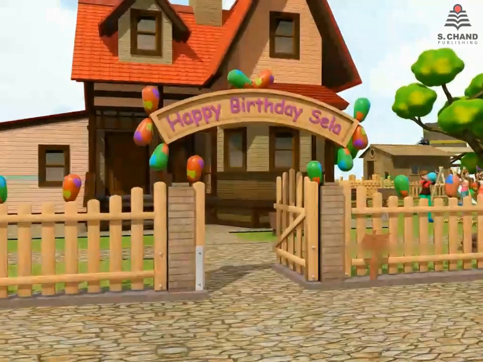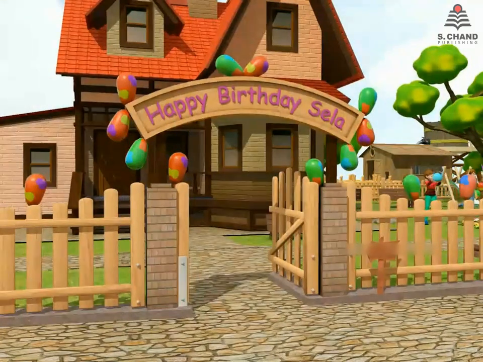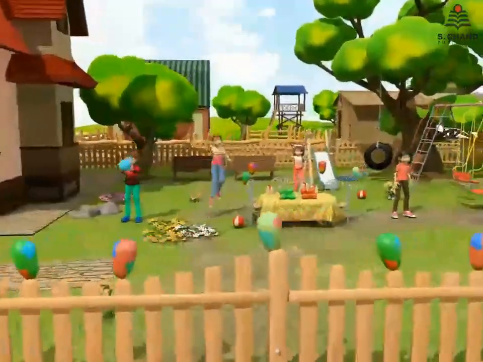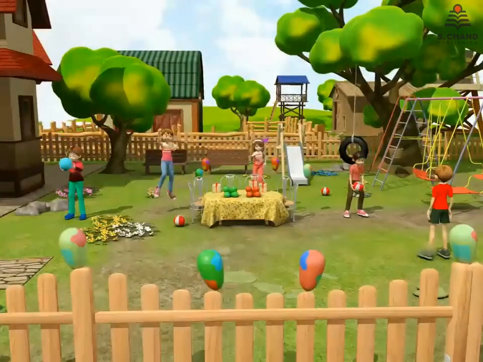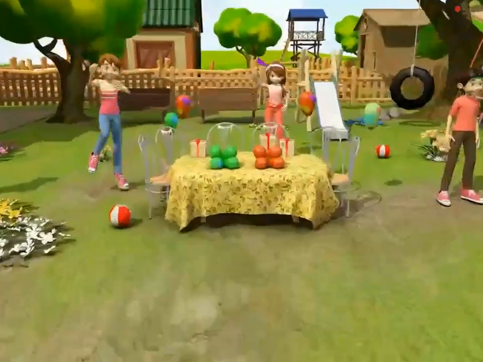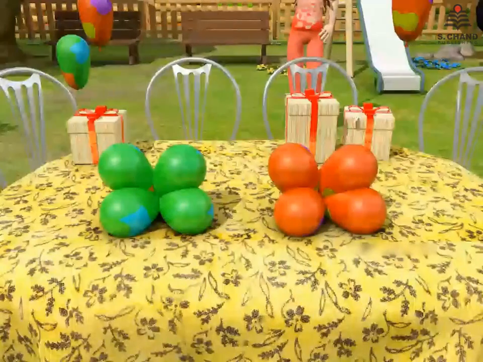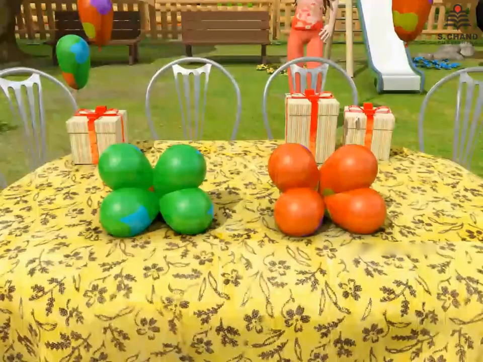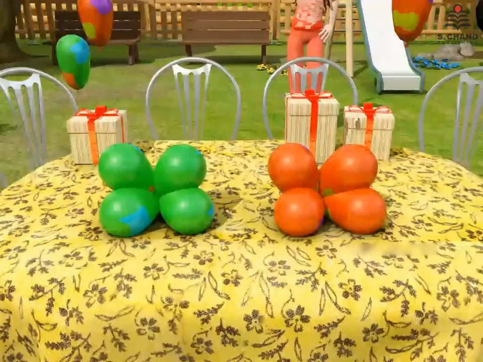It is Sella's birthday today. Everyone is dressed in red and green. The balloons are also red and green. Are there as many red balloons as green? Let's count and see.